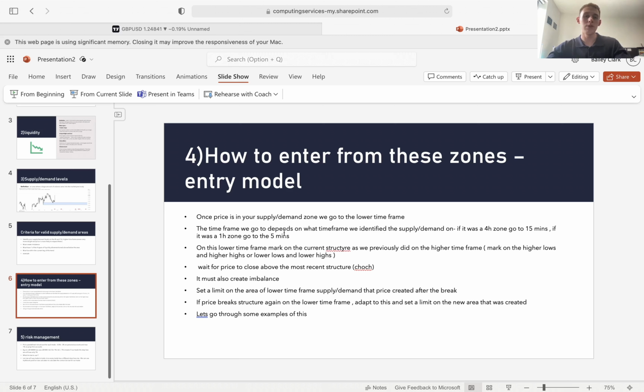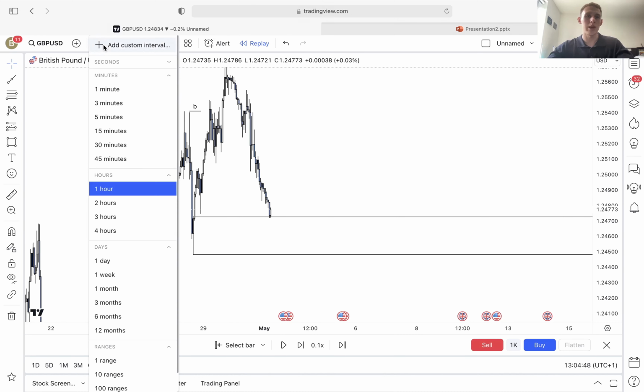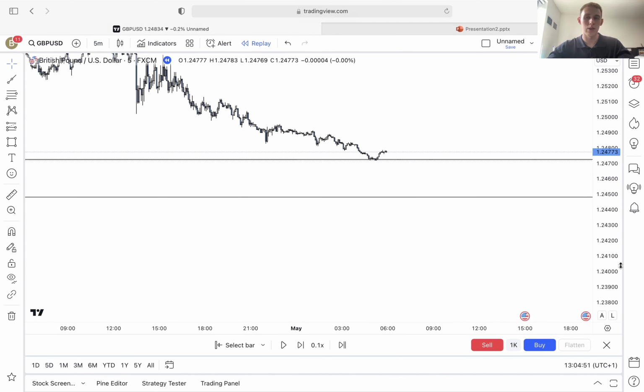So for this, once price is in the zone, we go over to the lower time frame, and the time frame we go to depends on the time frame which we identified the area of demand on. So if we identified the demand on the 4 hour, we go over to the 15 minute. And if we identified the demand on the 1 hour, we go over to the 5 minute. And then on this lower time frame, we have to mark on the current structure as we previously did on the higher time frame. So what this basically means is we're going to mark on the lower lows and lower highs. So if we go ahead and do that on the chart.